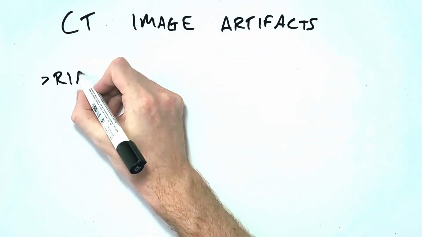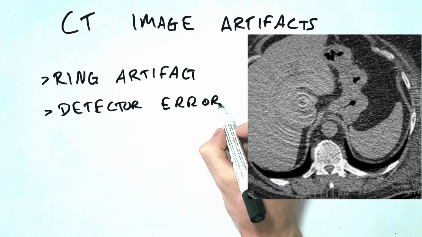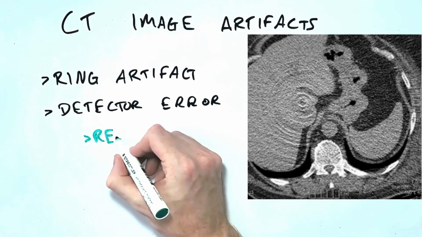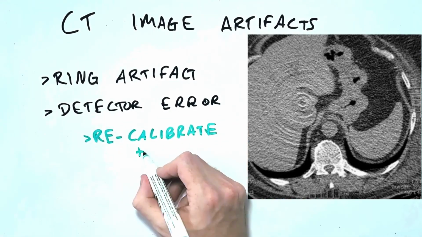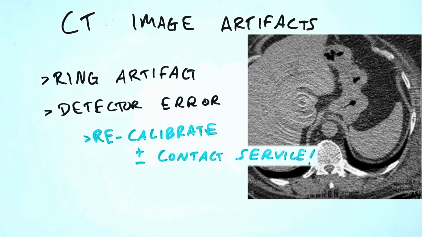Finally, you may see a ring artifact which looks like ripples on a pond. This is caused by a detector issue and can sometimes be fixed by redoing your calibrations. However, sometimes this type of artifact will require the attention of a service engineer.